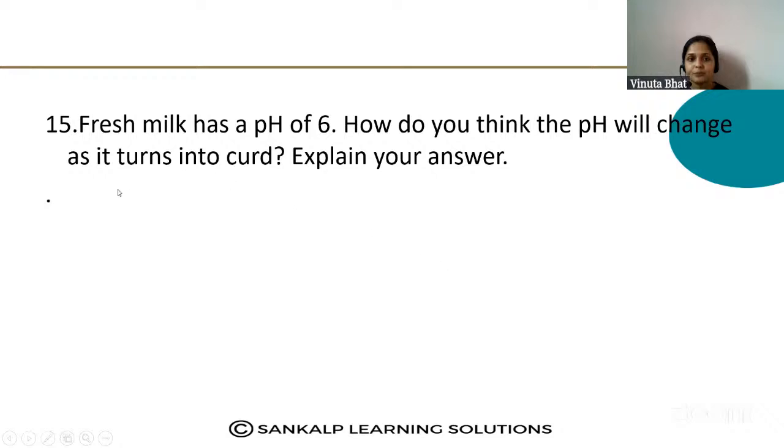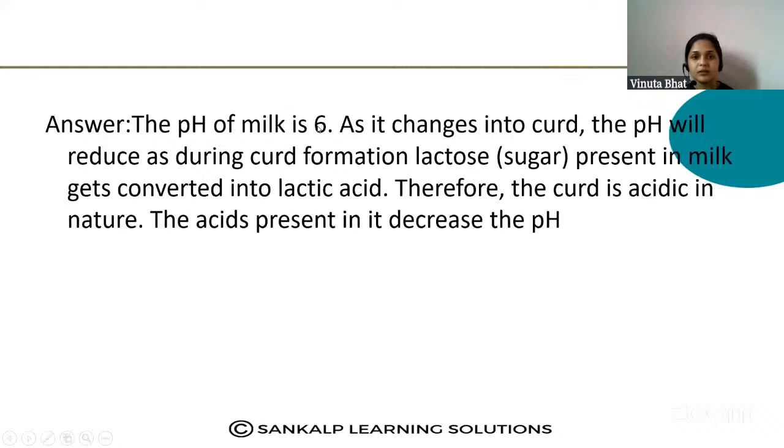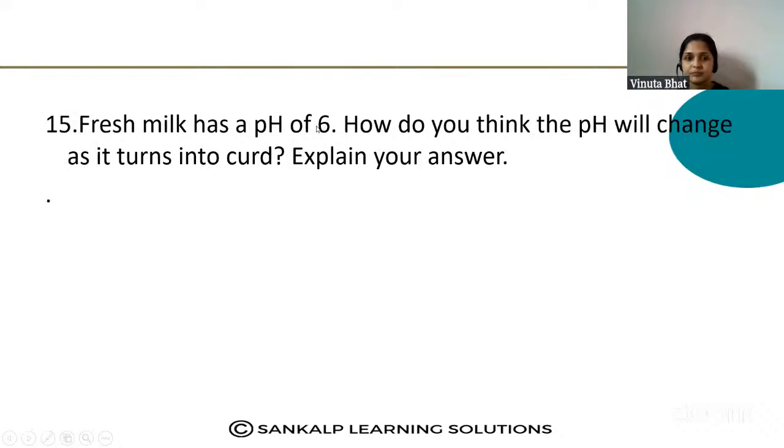Next question. Fresh milk has a pH of 6. How do you think the pH will change as it turns into curd? Explain your answer. So the fresh milk is having the pH 6. And how do you think the pH will change as it turns into curd?